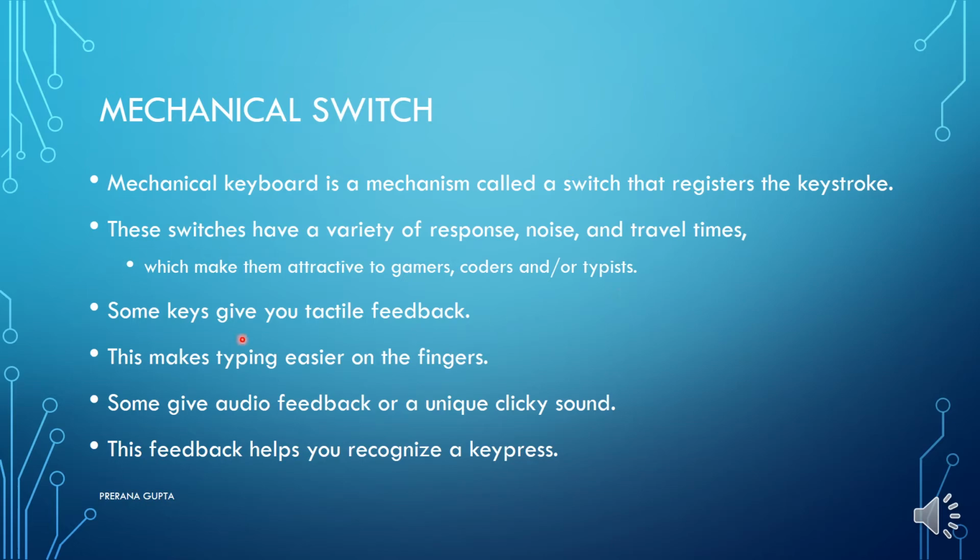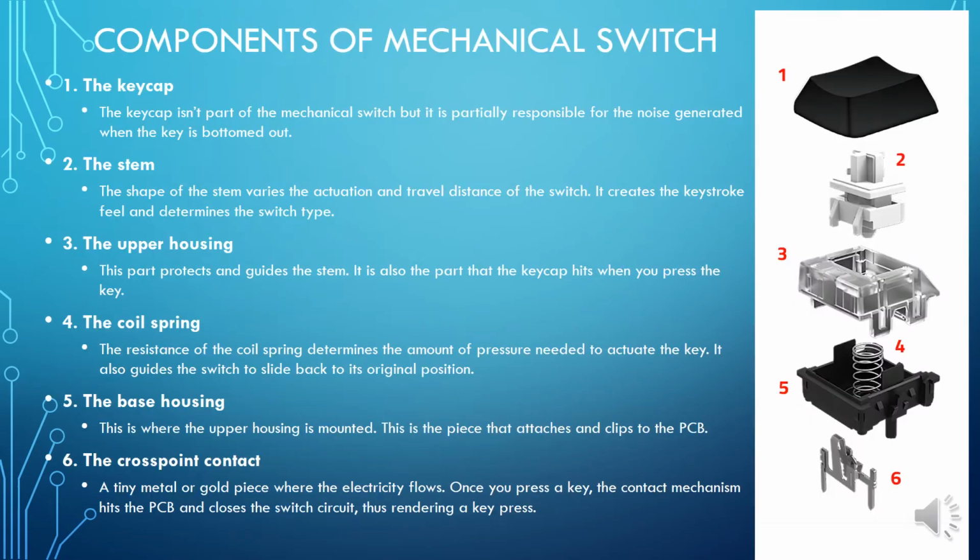So some keys give you tactile feedback. Tactile feedback means whenever you press something, it will feel like you are pressing something, like you are inserting your finger somewhere on the key. So this is the tactile feedback. This makes typing easier on the fingers, and some give audio feedback or a uniquely clicky sound. This feedback helps you to recognize a key press.